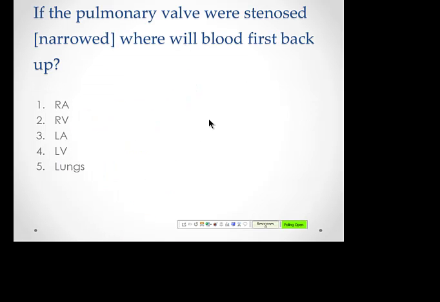Okay, now think of this question. Everything was going normally, but remember I said it's like a plumbing system. So if one of the valves was narrowed or enlarged, things would go wrong. So here I'm giving you an example. Imagine if the pulmonary valve was narrowed, where would blood back up? Which part would now have more blood than it should normally have? So that's why knowing the cardiac cycle is very important, and we went over that. So think of the cardiac cycle and answer this question.